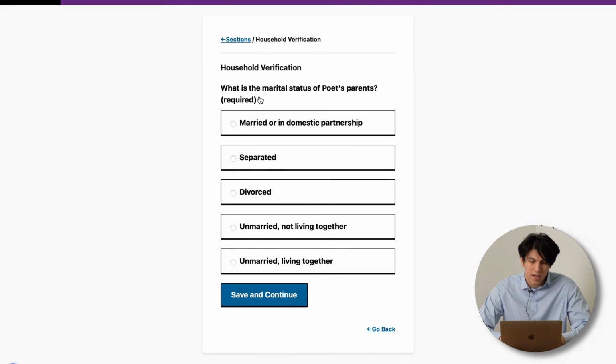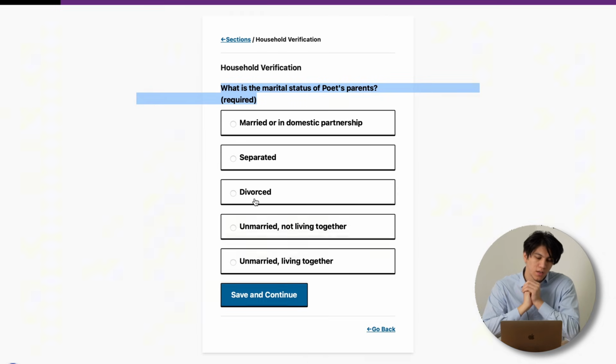Okay, so they're asking about our parents' situation. They're married, they're happy, they're living together. Separated means that they're not living together, but they're officially married. Divorced means that they're officially not together. I mean, they have broken up, and they're not living together. Yeah, divorced, official. Unmarried, not living together. That means simply they're unmarried and not living together. Yeah, you get it.